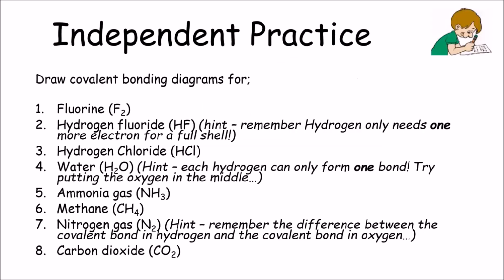Right, I'd like you to have a go at these independent practice questions. Make sure you're checking that little chemical formula. So as you can see on fluorine, it's F2. So that little 2 is telling me that I've got 2 atoms of fluorine there.